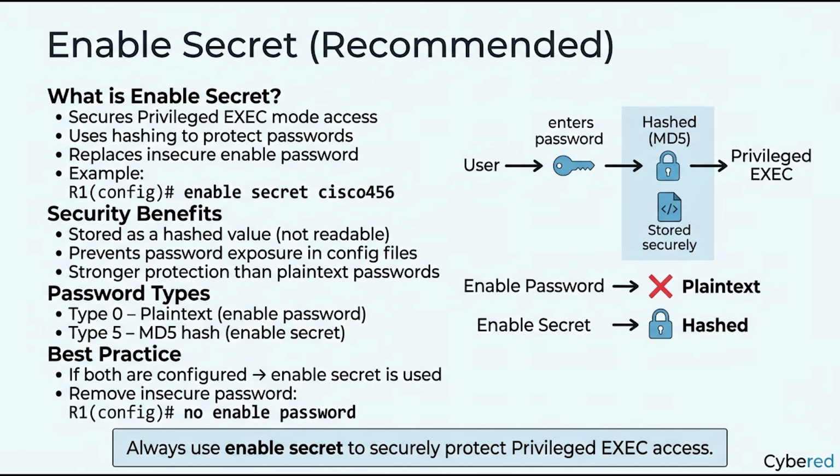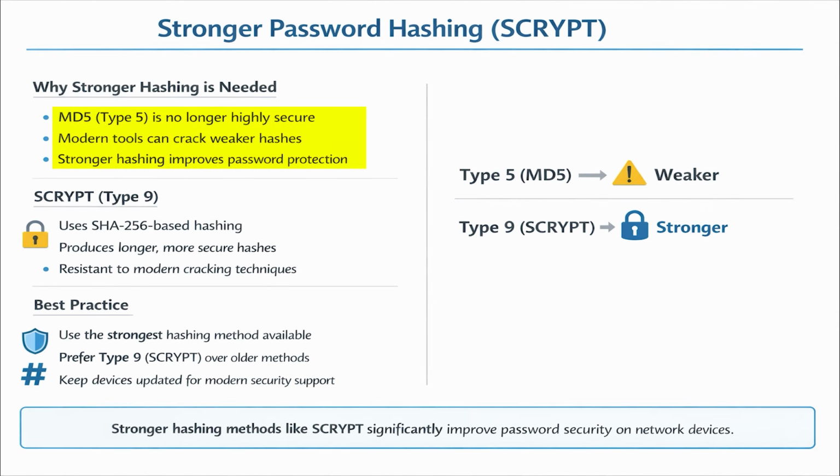If both enable password and enable secret are configured, Cisco IOS will always use the enable secret value, since it has the stronger option. Because of this, the enable password should be removed, and you can do this with no enable password. Over time, the MD5 hashing algorithm used by enable secret has been weakened by modern cracking techniques.